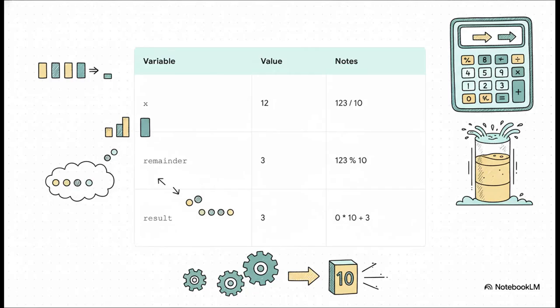Okay, let's update our little scorecard here. Our remainder is now 3. To build the result, we take what we have so far, which is 0, multiply it by 10, and then just add our remainder. Boom, we have 3. And finally, to get rid of that last digit from x, we use integer division. 123 divided by 10 just gives us 12. And just like that, one cycle is done.